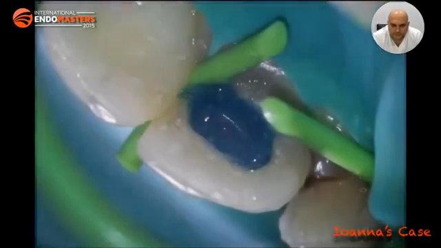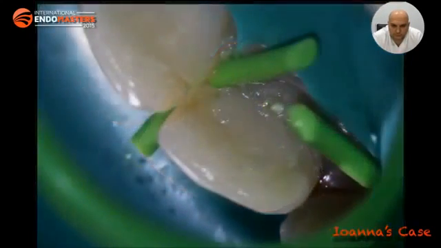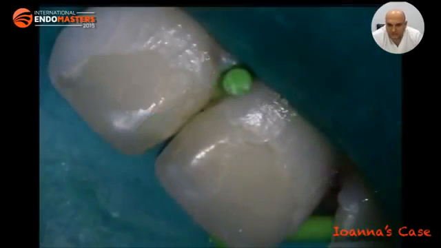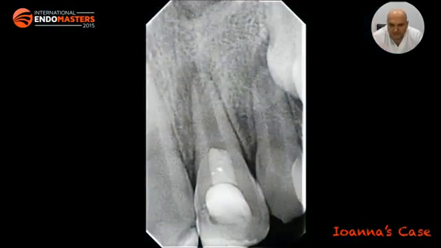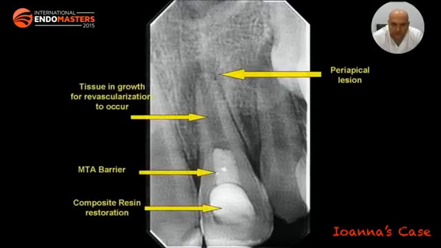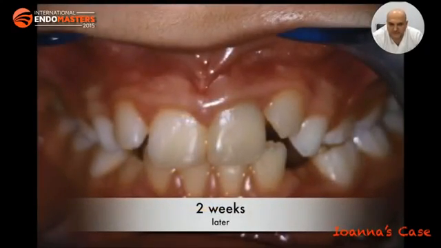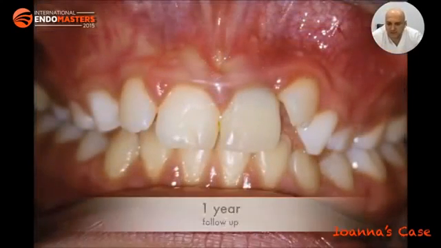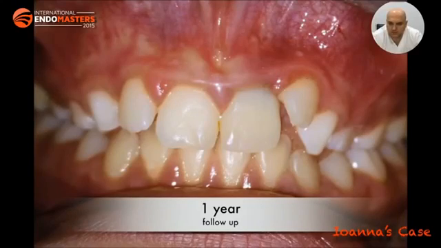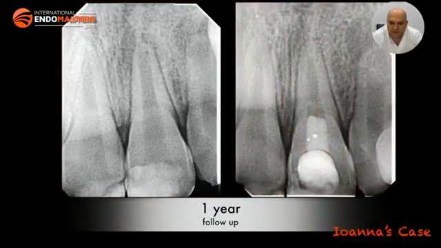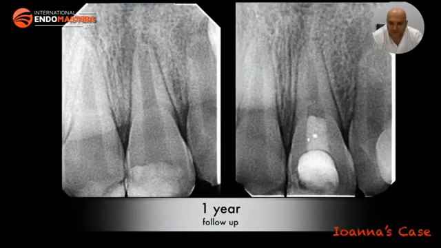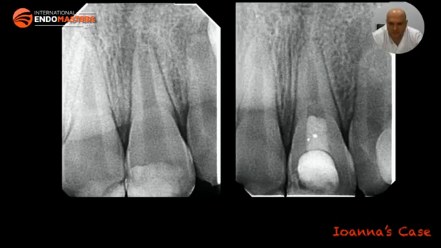This is the MTA. Composite resin restoration, the buccal view of the case, postoperative radiograph, periapical lesion here, tissue ingrowth for revascularization to occur, MTA barrier and composite resin restoration. 2 weeks later, the sinus tract was resolved and the discoloration was minimal and well accepted by the little girl. And the 1-year follow-up revealed healthy, soft tissue, while the radiographical image revealed dentinal wall thickening and maybe some continuous root development.